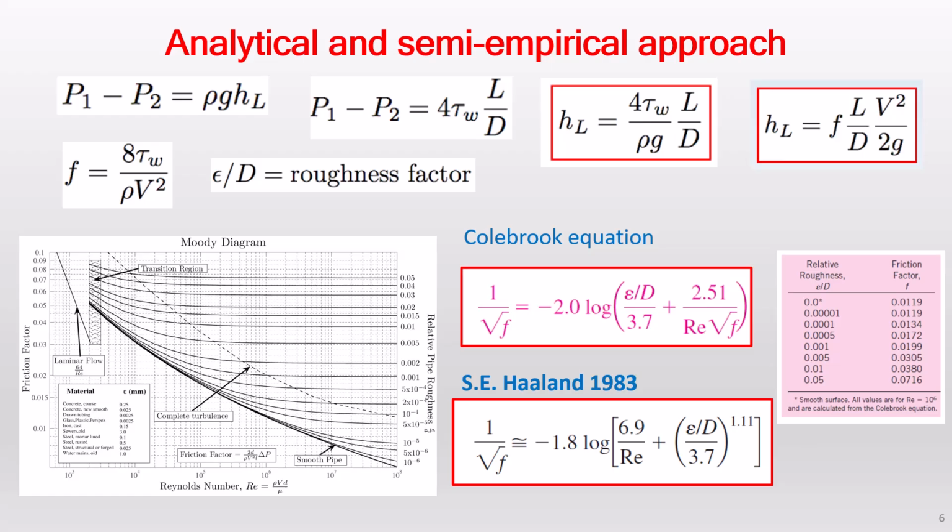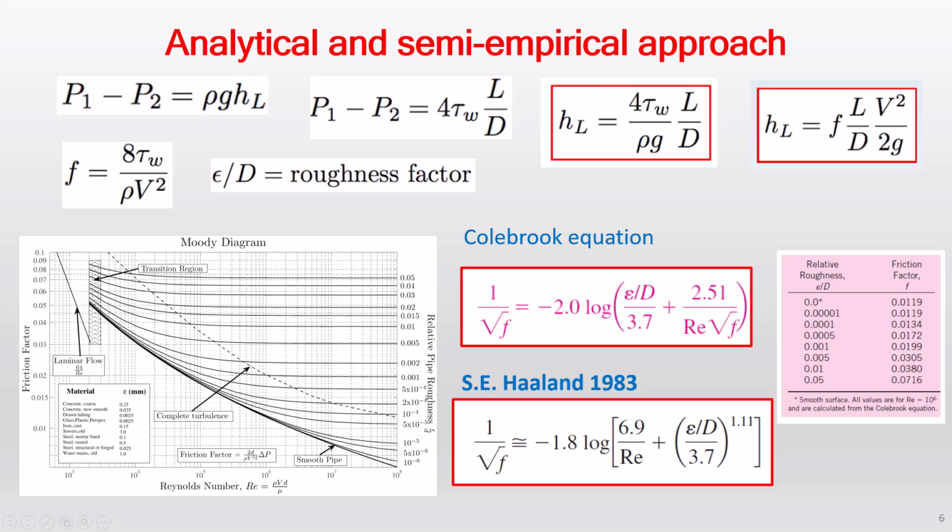Okay, so now here you can see all the equations, like pressure drop is rho G H L, this is a pressure loss or the head loss, and that can also be put into this equation form, 4 times the tau wall L by D. This is the same equation we derived earlier in the laminar pipe flow, and you can find out the pressure head loss through this formula, which is the same as the pressure drop P1 minus P2, and this can also be found out from the friction factor, L by D and V square upon 2G.